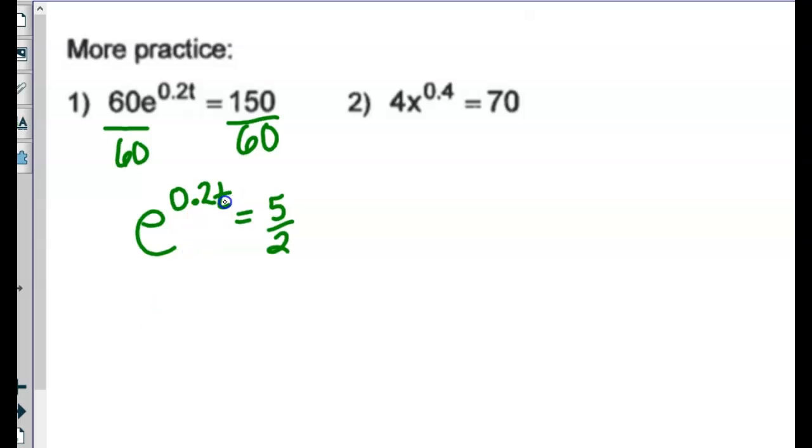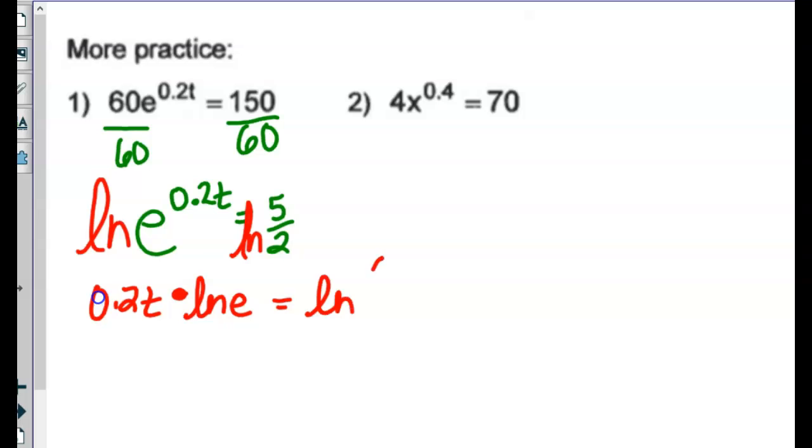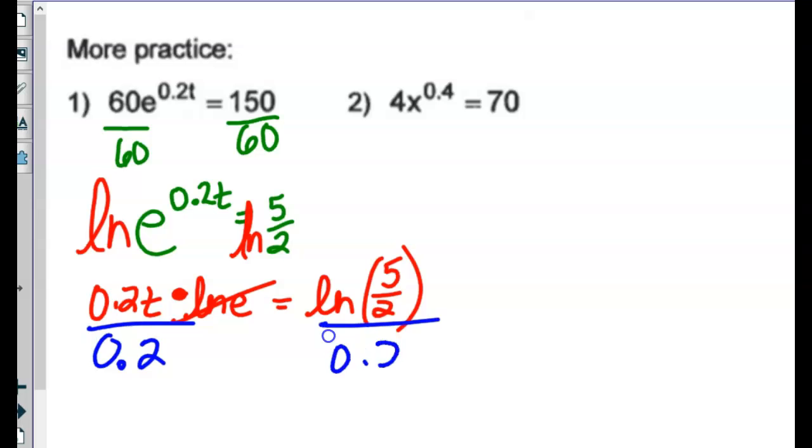Yes, because the x or t in this case is in the exponent, we need to do the log of both sides. Because it's an e, it would be much easier if we did ln on both sides. So I can bring the 0.02, oh no, it's just 0.2, down in front times ln of e, which is 1. So this is going to take care of itself. Yes, divide by 0.2. Ln of 2.5 or 5 halves divided by 0.2.